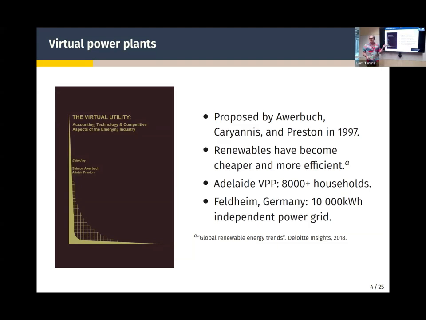There's one big one in Australia, in Adelaide. About 8,000 households have access to this virtual power plant, and they can get their energy needs from that. And there's a few in Europe and a few big ones in the US. And one that I wanted to highlight is a town in Germany called Feldheim, which has a completely independent power grid. So they are not dependent on the national power grid or on big power corporations. They produce all their power themselves with various renewable energy resources. And so they are kind of self-sufficient, independent from traditional power plant things. So these things are real.